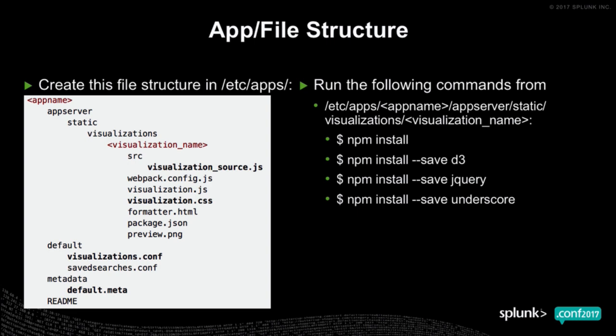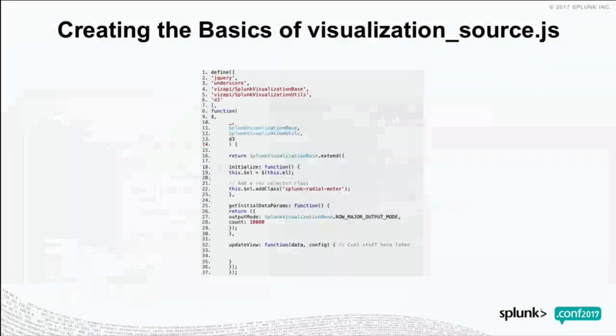So before we do anything, we need to bring in our dependencies, and that way we're bringing in the D3 library, the jQuery library, and the underscore library. You do that from the command line and just run npm to install each of these different dependencies.